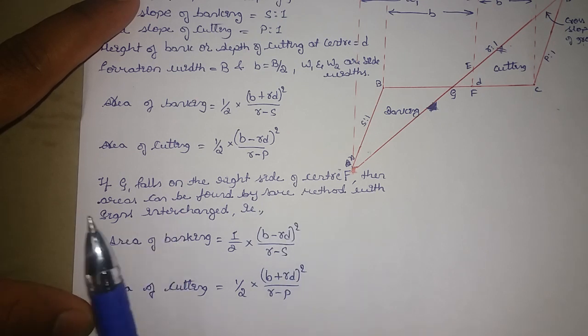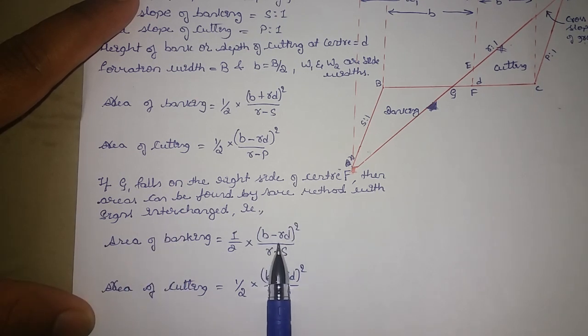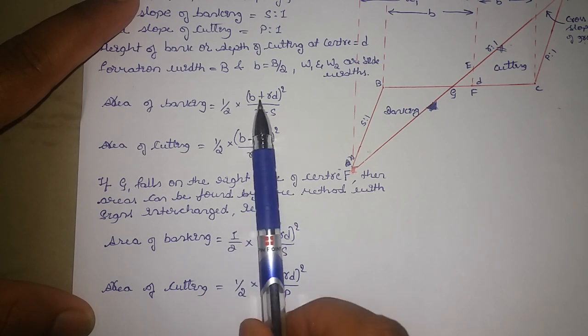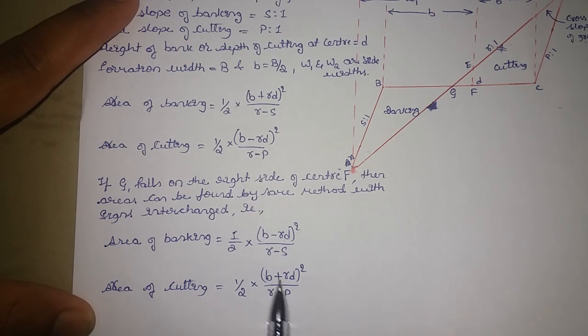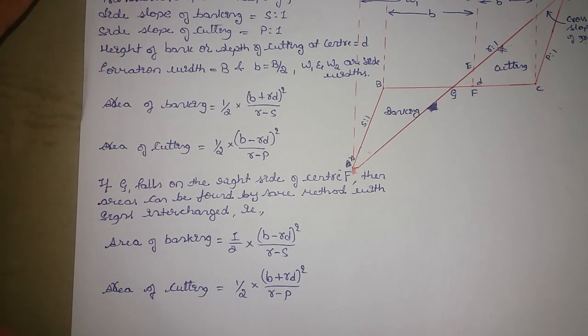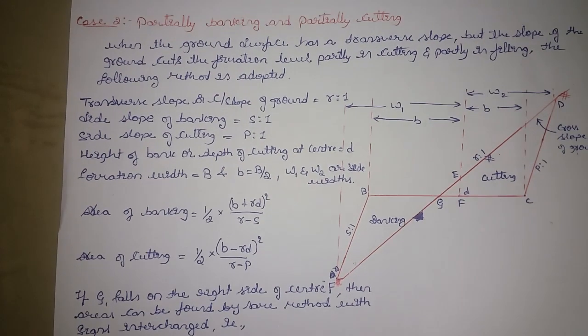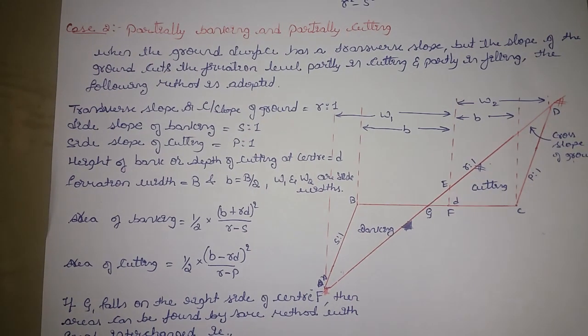We are going to change only the sign. Here we are seeing it is negative; in the previous one we saw positive, right? Here it is positive, here it is negative. So this is about the condition of fully banking or fully cutting, that is case number 1, and case 2 is partially banking and partially cutting. So these are case 1 and case 2.